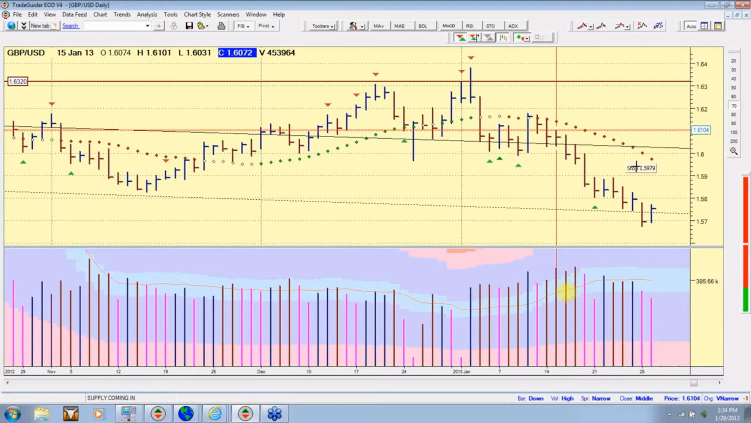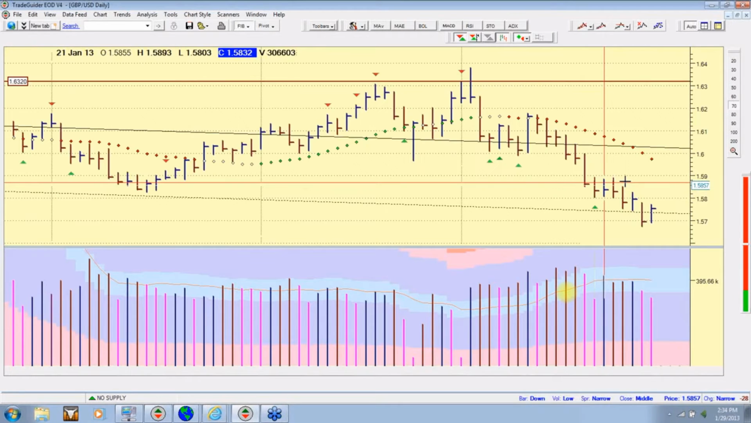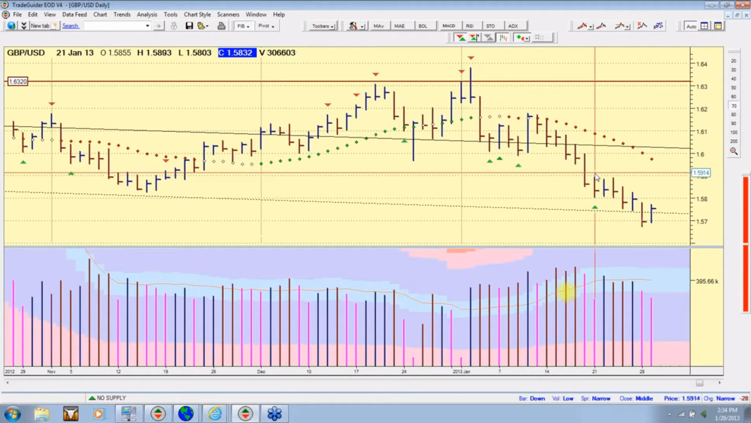I don't have any signals on the daily chart other than this one, which showed me that the market was being tested, and it was, but it failed. That's what got me interested in going short.